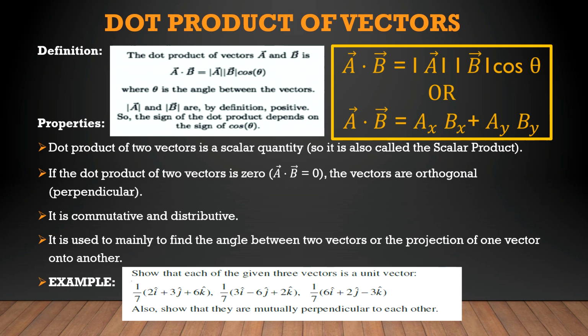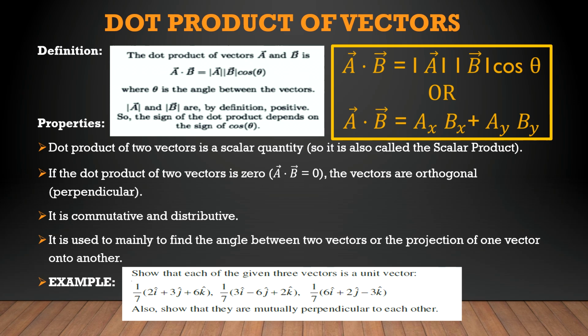Now, if you want to find the dot product of two vectors given in component form, then A dot B is equal to AX BX plus AY BY, which means you just multiply the X components and add it to the multiplication of the Y components. Since the answer of the dot product of two vectors is a scalar quantity, it is sometimes called the scalar product. Second observation is that if the dot product of two vectors is 0, the vectors are perpendicular or orthogonal. You know why? Because cos theta is 0 when theta is pi by 2. That means the vectors are perpendicular to each other.